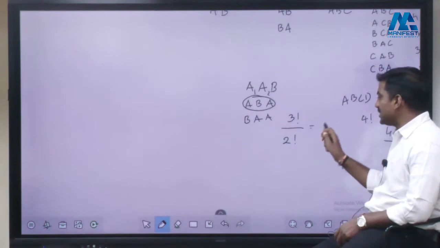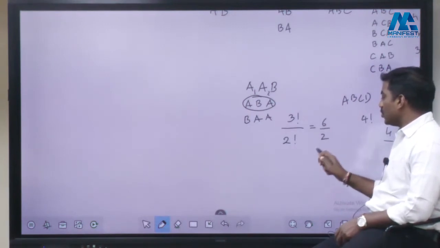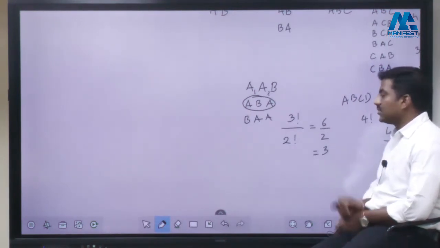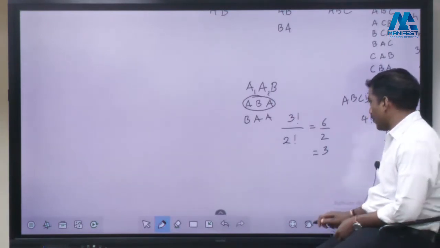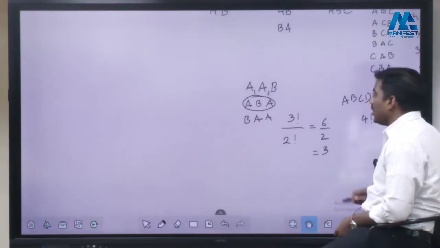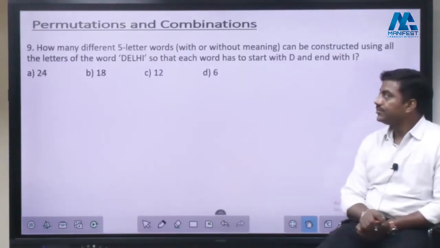3 factorial is 6. 2 factorial is 2. 6 divided by 2 is, correct? Yes? No issues? Done? Let us take a few questions.